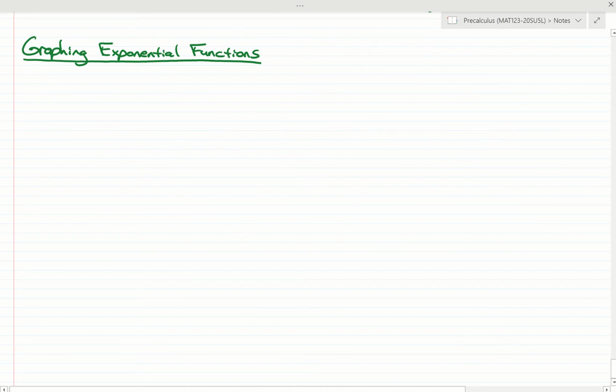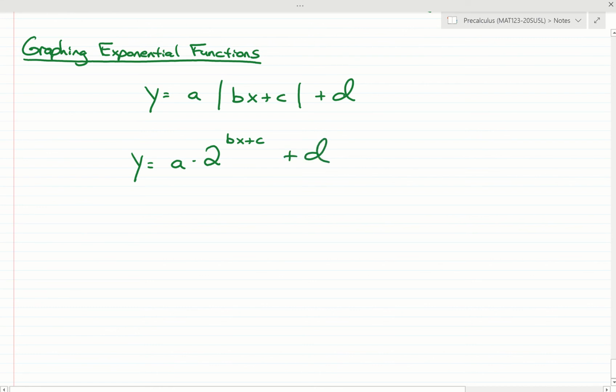So in order to talk about this, remember when we first started talking about graphing transformations, we had absolute value we were working with. That was our parent graph. So what we're going to actually do is, instead of talking about absolute value, we're going to talk about an exponential function. So like a times 2 to the bx plus c on the inside, and then we have plus d on the outside. So let's go over what these do again.